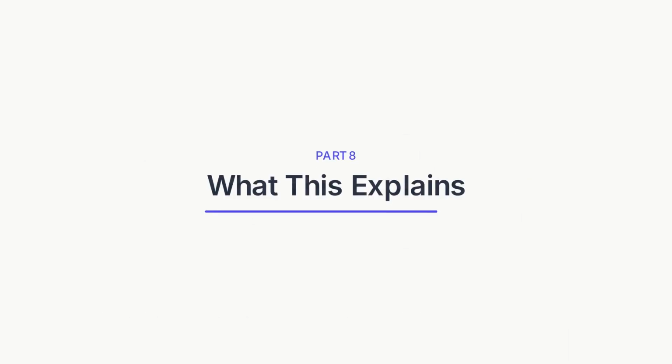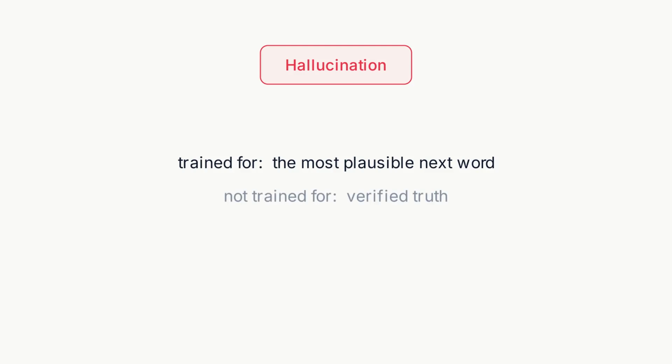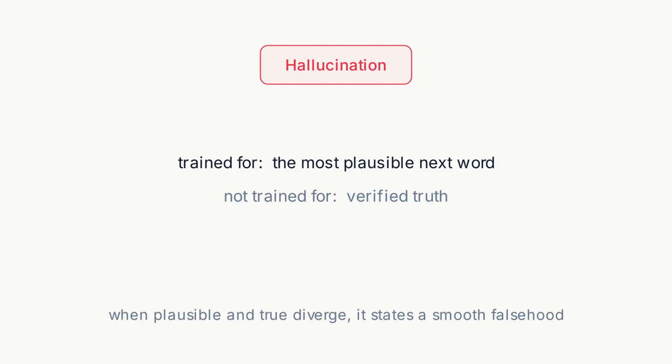Part 8, what this finally explains. Once you understand the machine, its strangest quirks suddenly make perfect sense. They stop being bugs and start being direct consequences of how the thing actually works. Take hallucinations, when a model states something false with total confidence. Now you know why. It was never trained to retrieve verified facts. It was trained to produce the most plausible next word. Usually, plausible and true line up nicely. But when they don't, it will state a convincing falsehood just as smoothly as the truth, because to the model, they look almost the same.